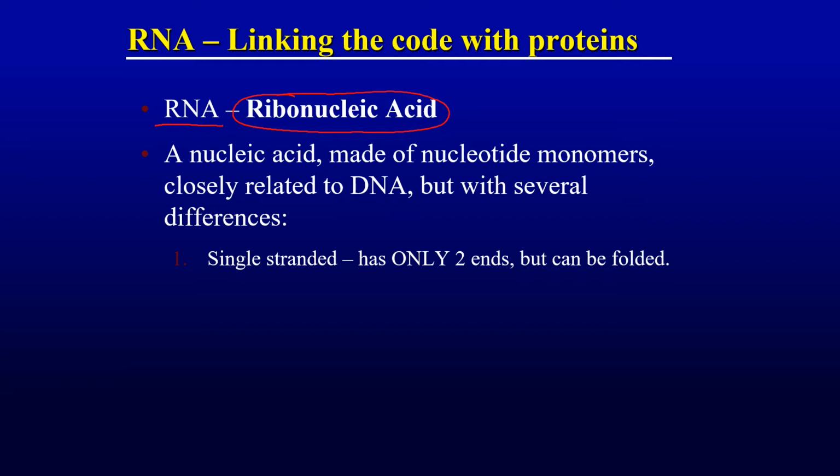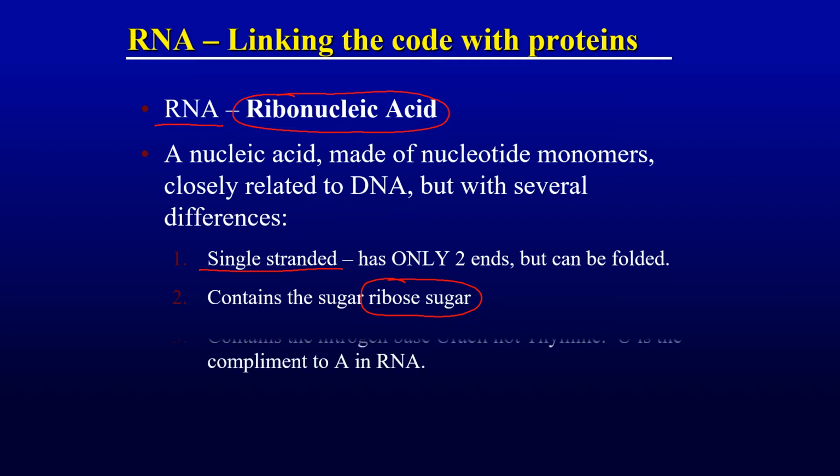The first one is that RNA is single-stranded, which means a strand of RNA only has two ends. Now the molecule can be very, very long and it can be folded in very complex fashion, but it's different to DNA. DNA is double-stranded and so therefore has four ends. The next key difference is that RNA contains the sugar ribose, whereas DNA contains the sugar deoxyribose.